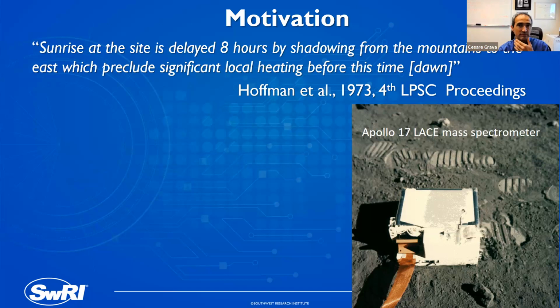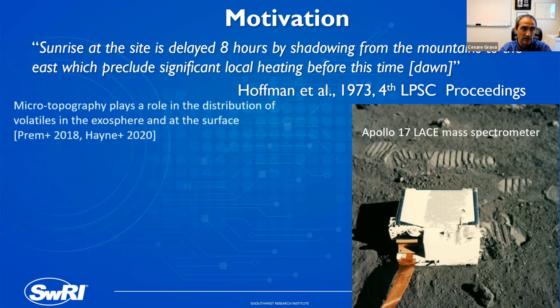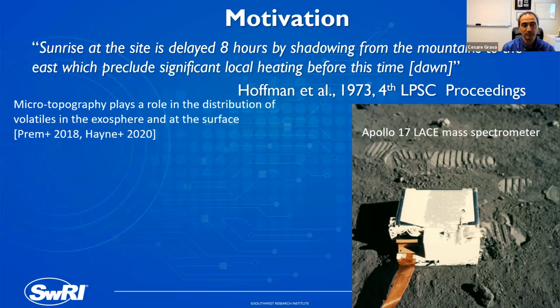So there is some hint that the orography, in this case the mountains, affected the structure of the exosphere. And also we know that the microtopography plays a role in the distribution of volatiles in the exosphere. So there are two papers mentioning how these micro cold traps affected the distribution of particles in the lunar exosphere.